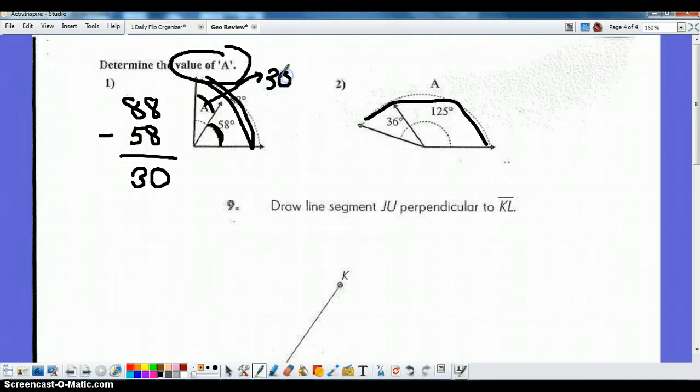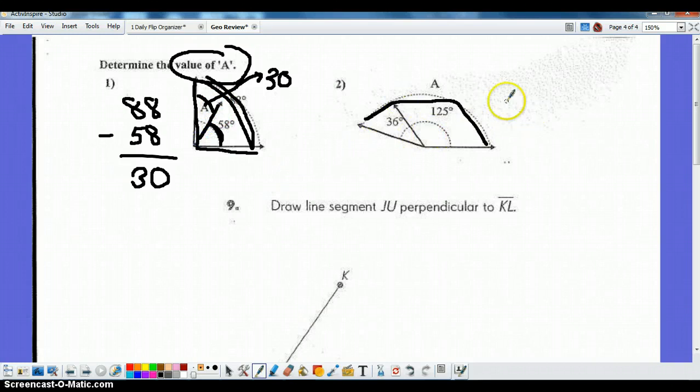What happens if the students choose the wrong operation? Don't panic. If they add instead, they should know that it can't be a huge angle if they added 88 and 58 because this is close to 90 degrees. So this little bit is so small it's an acute angle.